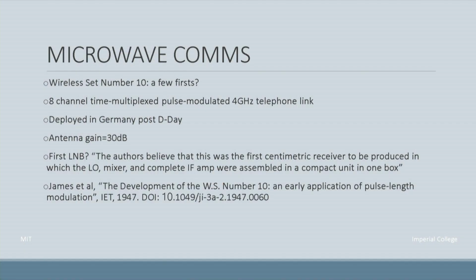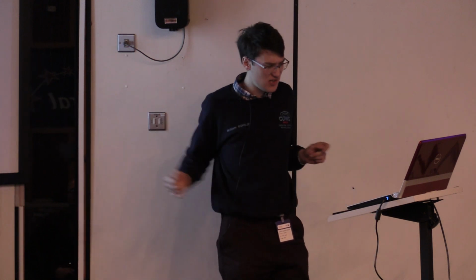Wireless Set Number 10 was an 8-channel microwave 4 to 8 gig phone link that was developed during the war by the British and deployed in Germany shortly after the invasion of Germany to provide communications across the country. It had 8 channels per link. It had about a 30 dB gain antenna, a big dish, and it had a number of interesting firsts.